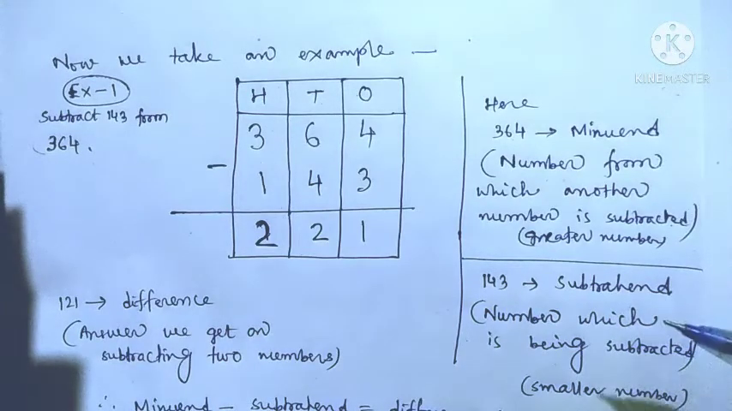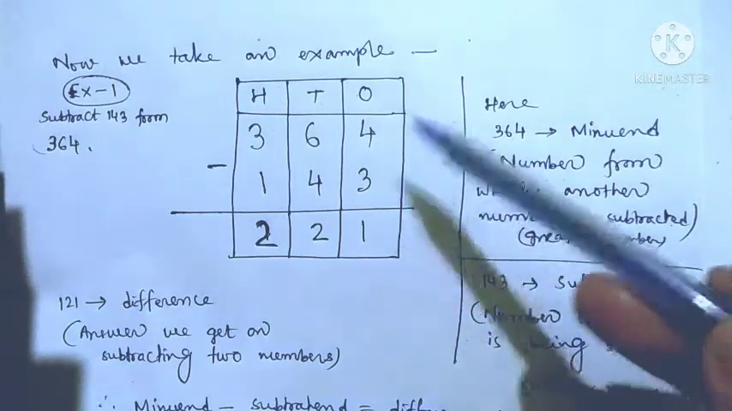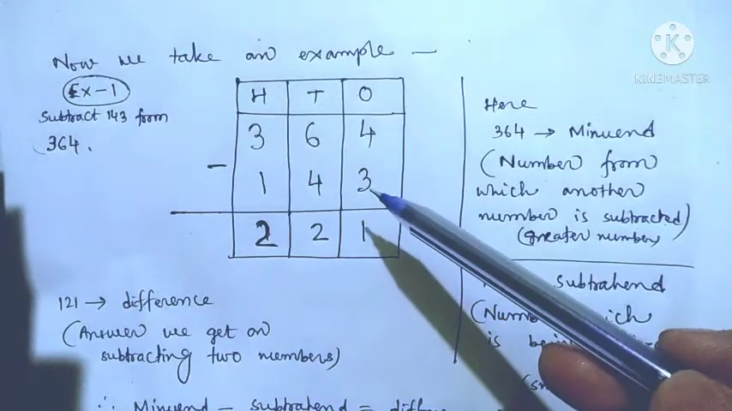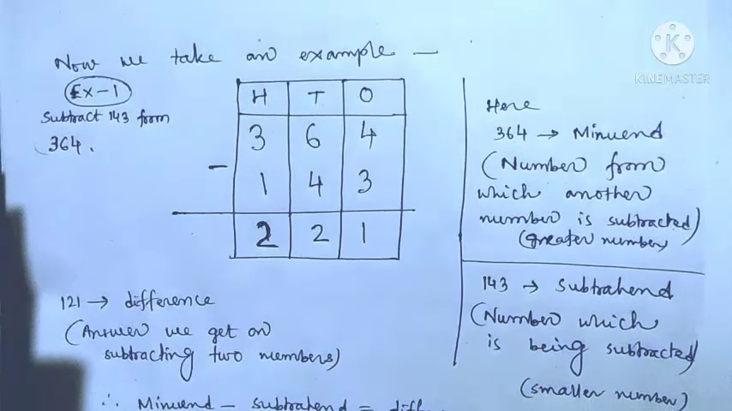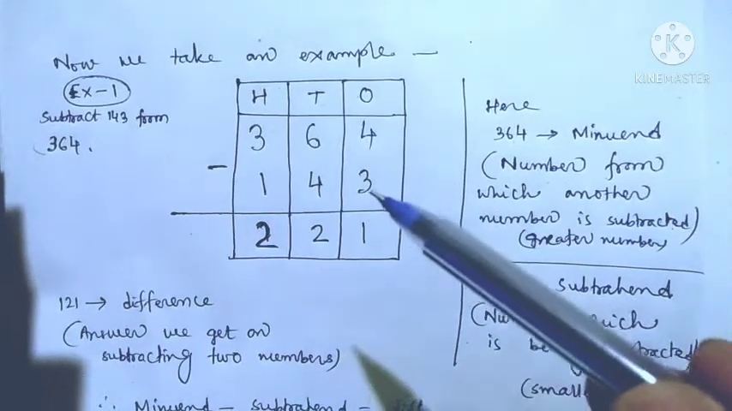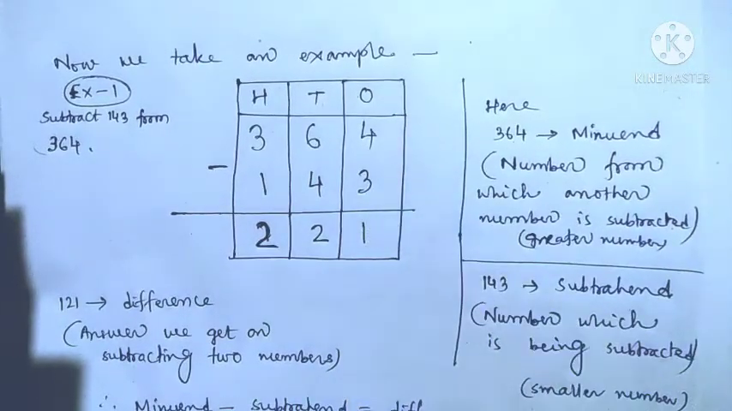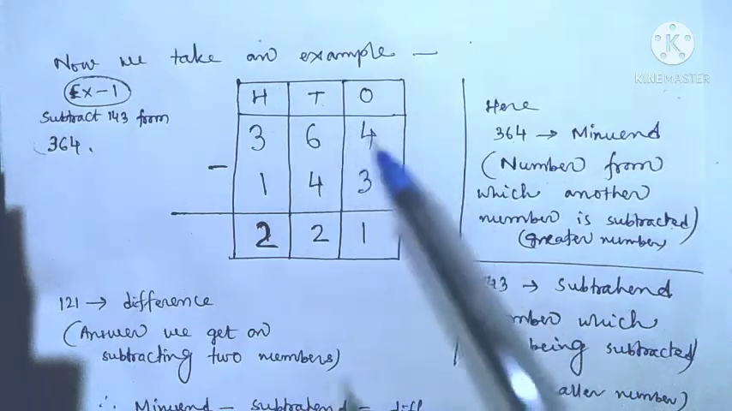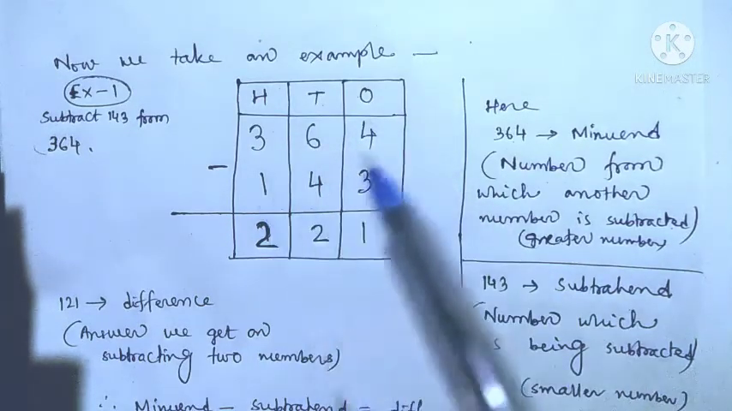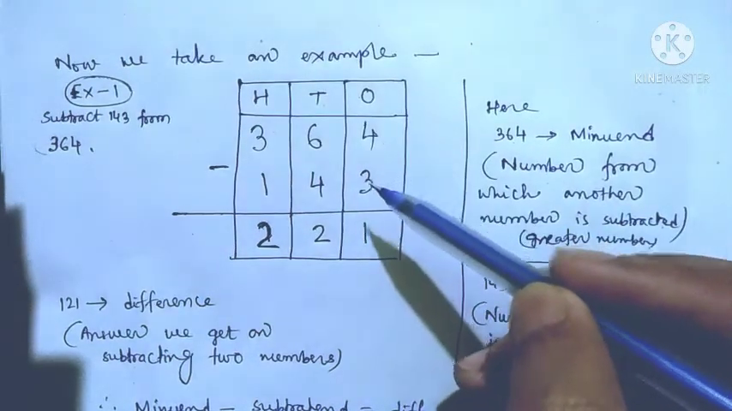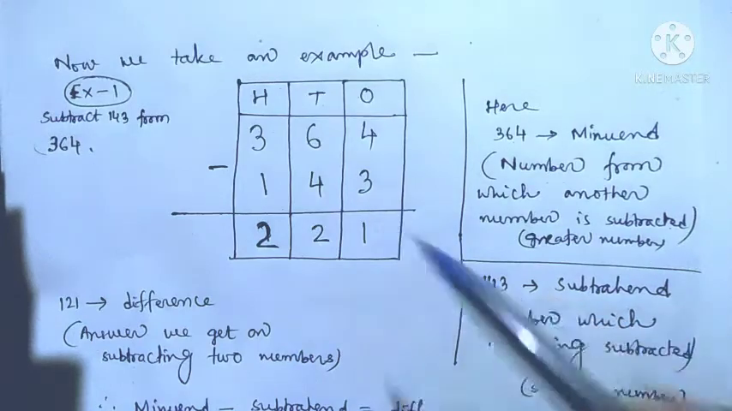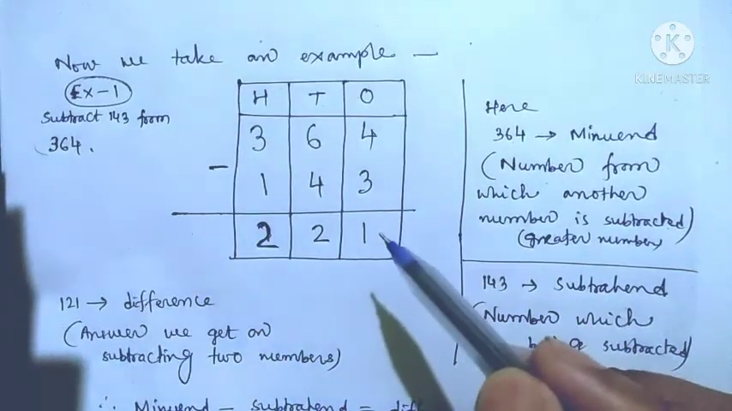So first we subtract ones. Here 4 ones, here 3 ones. We cannot subtract a bigger number from a smaller number. We always subtract a smaller number from a bigger number. We have to write the bigger number in the upper row, or you can say the minuend is the greater number. So 4 minus 3, that is 1.